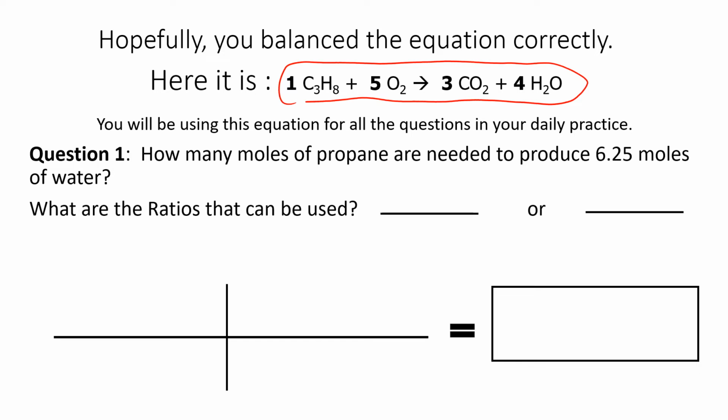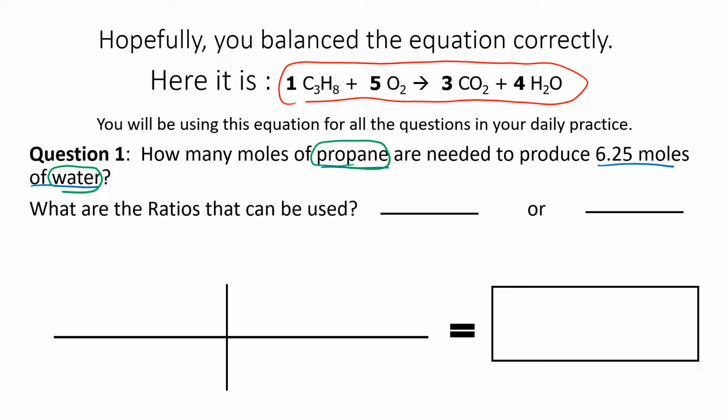First, start by reading the question. It says how many moles of propane, and it's going to be important for us to underline that because that's the first substance mentioned, are needed to produce 6.25 moles of water. Remember, the only number mentioned is always going to be our given. So the most important part that I want to point out is that you're currently working with the substance propane and the substance water.